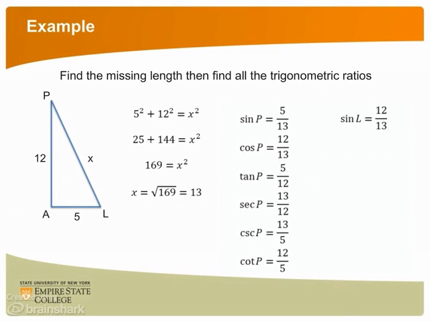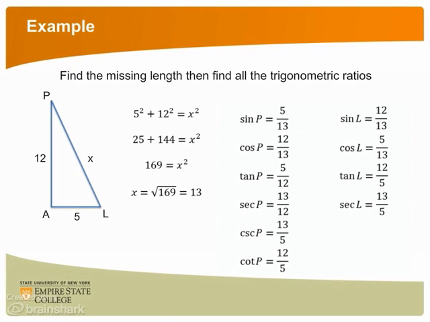If we look from angle L, the length of the opposite side is 12, while the length of the adjacent side is 5. So the sine of angle L, opposite over hypotenuse, would be 12 over 13. Cosine, formed by adjacent over hypotenuse, is 5 over 13. Tangent, opposite over adjacent, is 12 over 5.